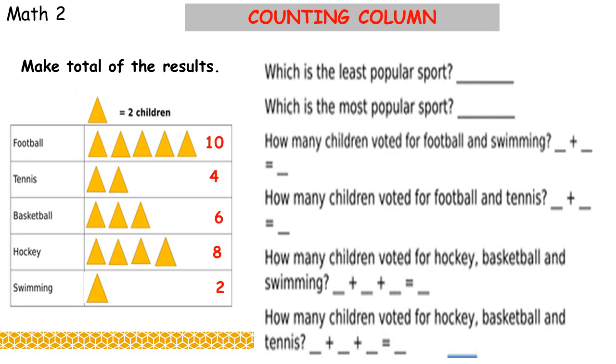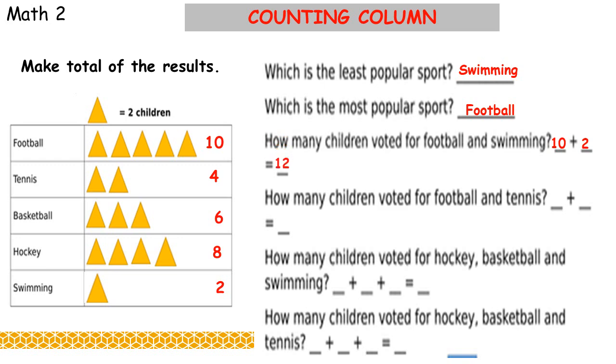Which is the least popular sport? Swimming got the least result, so it is the least popular sport. Next, which is the most popular sport? Football got the most result, so it is the most popular sport. How many children voted for football and swimming? 10 children voted for football and 2 voted for swimming. We put them together, it will give us 12.